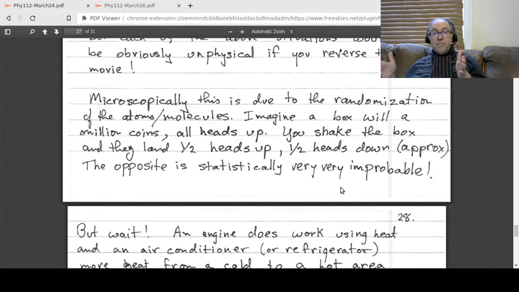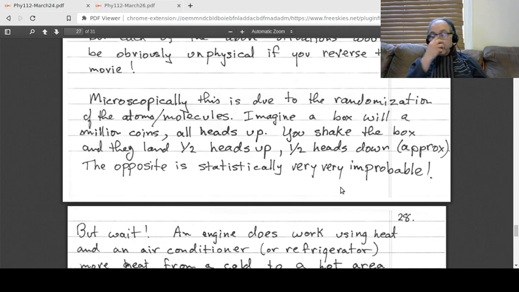But now, what if we take that box and we shake it? So we have a box and they're half heads up, half heads down. We shake it, and they all fall heads up. You go, well, what's the odds of that? Well, the odds of that are astronomically small.